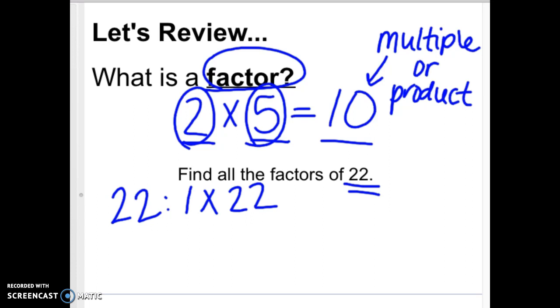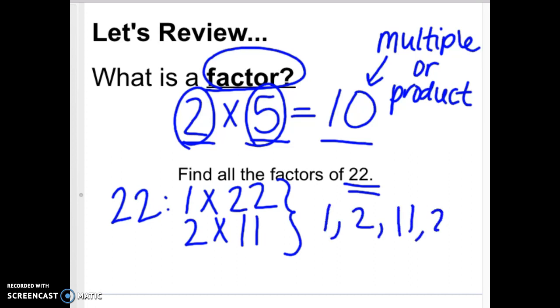Well, 22 is even, so that means it must be a multiple of 2. 2 times 11 makes 22. Then I'm going to go to 3. 22 is not a multiple of 3. It's also not a multiple of 4. And when I think about it a little harder, there are actually no other multiples or factors of 22. So these are my only factor pairs. I'm going to list all of them in order from smallest to biggest. So 22 only has 4 factors.